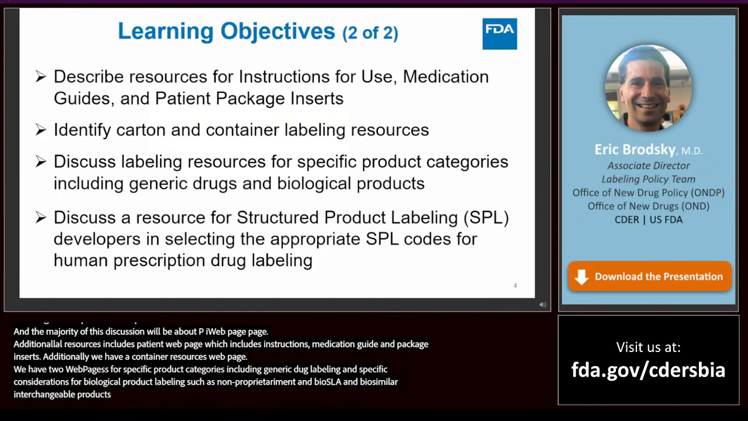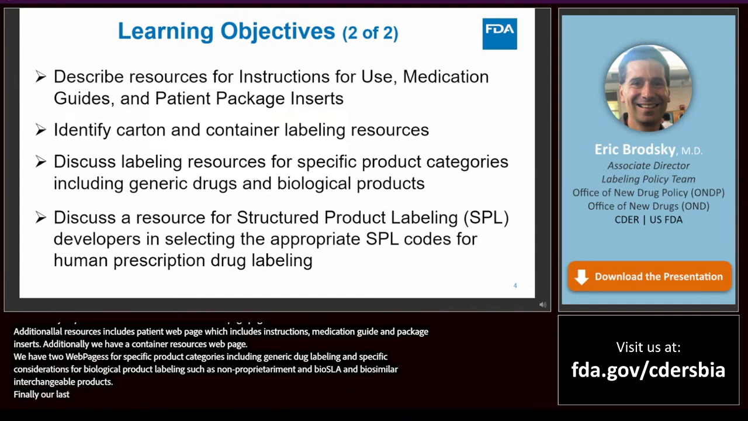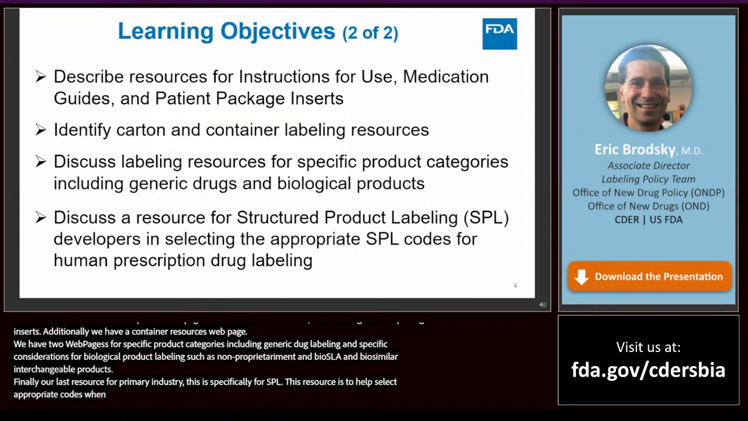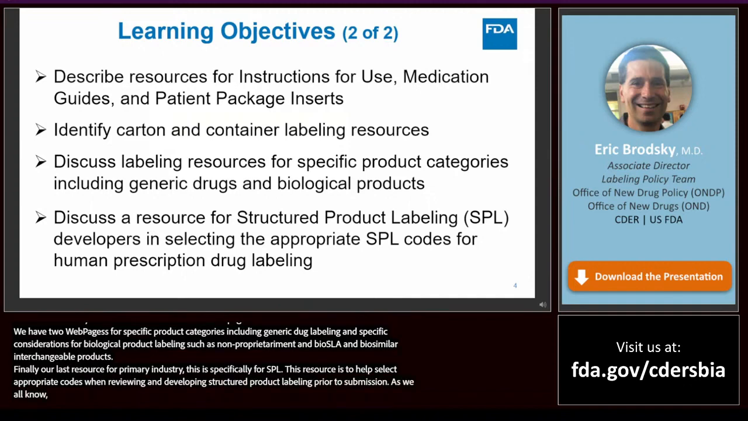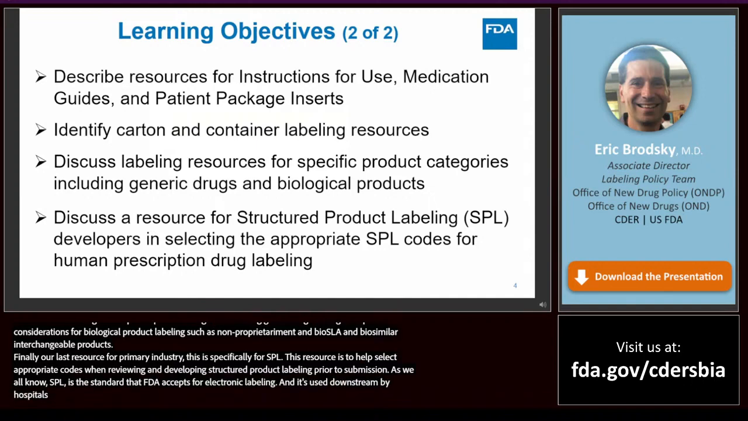Finally, our last resource primarily for industry is specifically for structured product labeling developers. This resource is to help select appropriate codes when they're reviewing and developing structured product labeling prior to submission. As we all know, structured product labeling is the standard that FDA accepts for electronic labeling, and it's used downstream by hospitals, healthcare practitioners, healthcare information systems, academia.